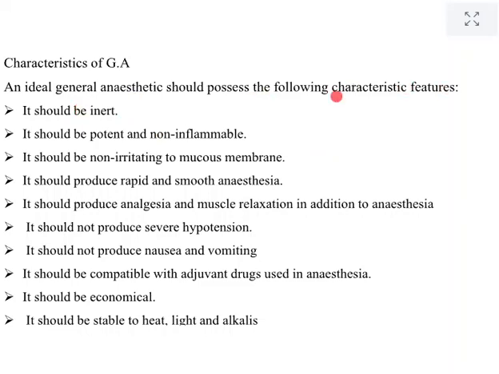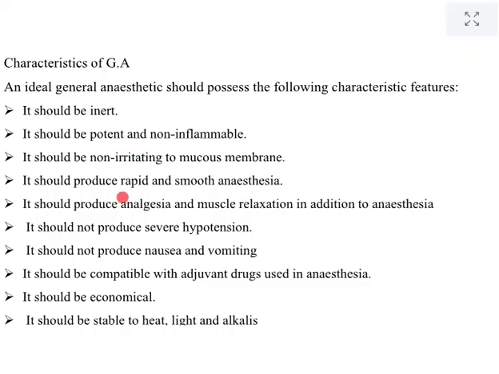One, it should be inert, potent and non-flammable. It should be non-irritating to mucous membranes, because otherwise it will cause a person to really cough. They will be trying to cough, it will irritate the mucous membranes, and of course it will harm them also.